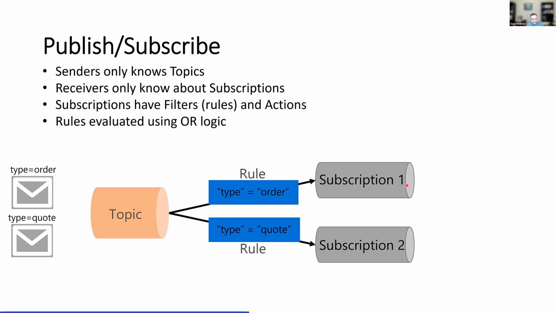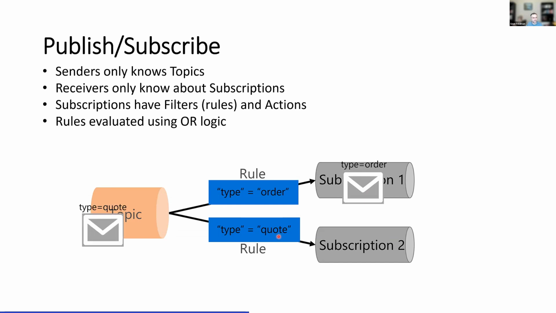In this case, my first subscriber is going to say, I'm only interested in messages of type order. The second subscriber is specifying a rule saying, I'm interested in all the messages where the type is a quote. When those messages are sent, they're filtered out by these rules, and each subscription gets only the messages that it's interested in. Now, a subscription is a queue on its own, as I said, which means that it stores copies of those messages.